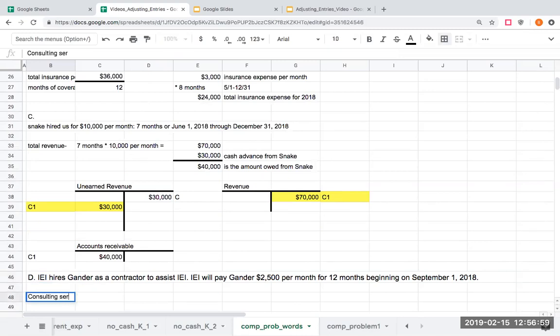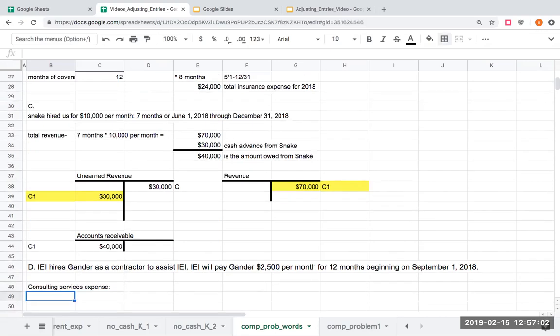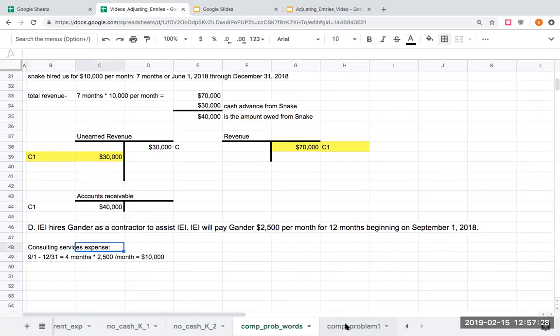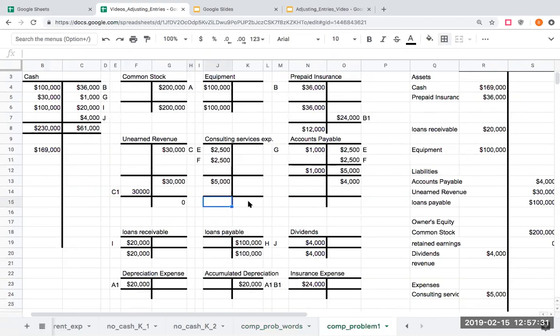So my consulting services expense for the period should be from September 1st through December 31st, or 4 months, September, October, November, December, times $2,500 per month, totaling $10,000. So when I look at my consulting services expense, my ending balance should be $10,000. So this is my ending balance for consulting services expense.